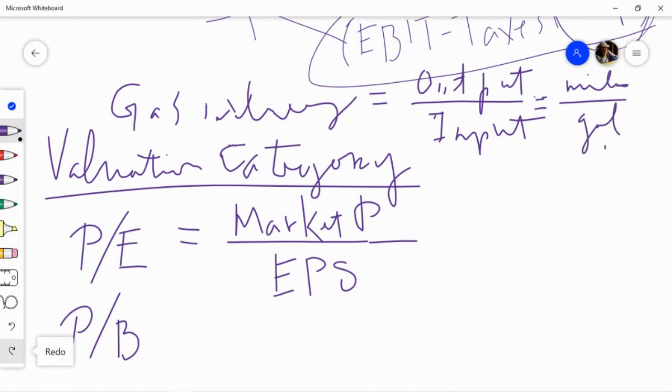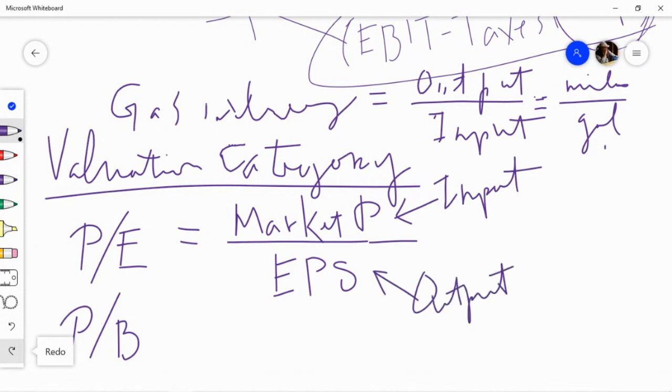And gallon is input, miles is output. In this case, which one is input? If you think about it, this is the input. Isn't it right? And this is the output. Because earnings per share is the profit per share.